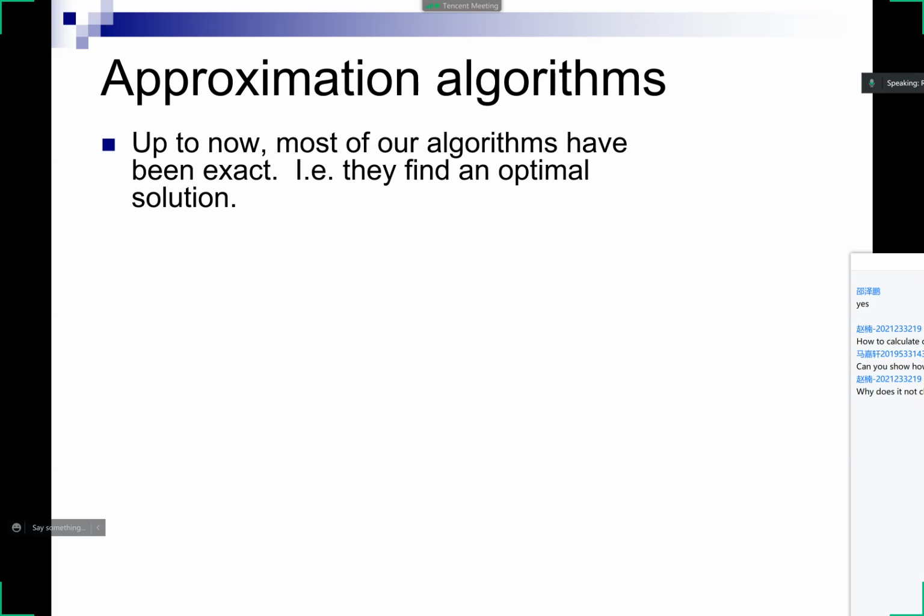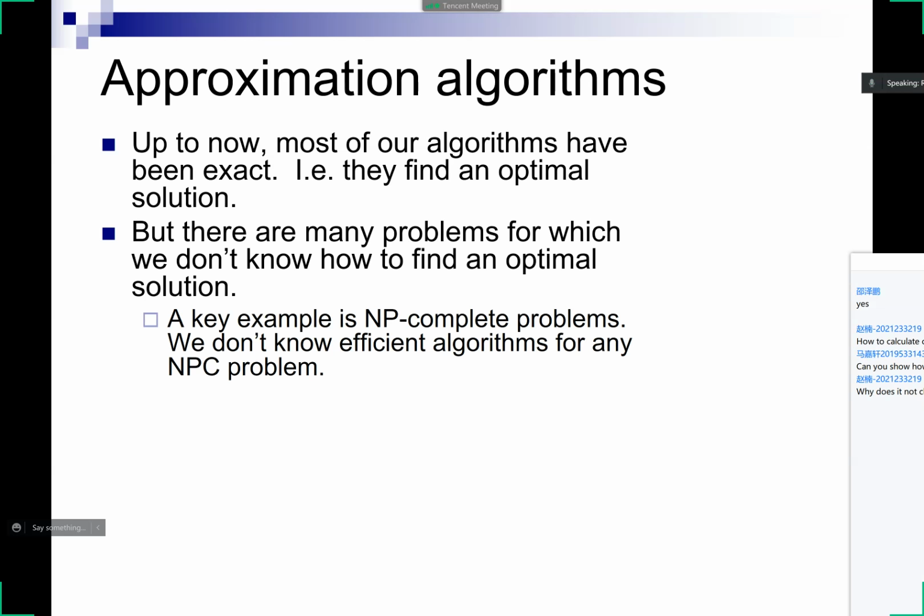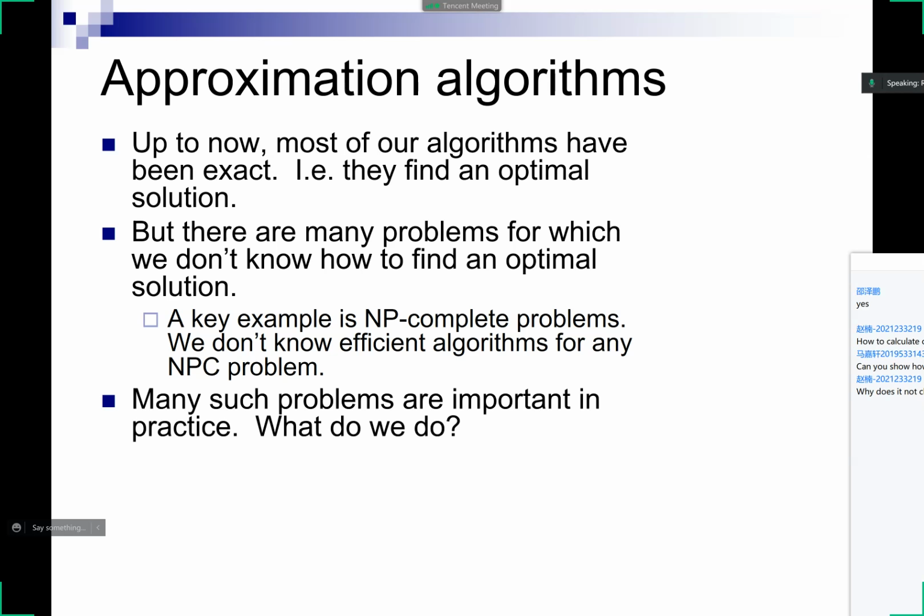So the idea is that for the algorithms that we looked at up to now, basically all of them have always found the optimal answer. For example, this LP algorithm finds you the optimal answer. However, we know that there are lots of problems where there's no efficient algorithm to find the optimal answer, unless P equals NP, which is unlikely. So we don't know of any efficient algorithms for many of these problems that we need to deal with. And many of these problems are actually very important in practice. However, we do not have efficient algorithms for these problems.